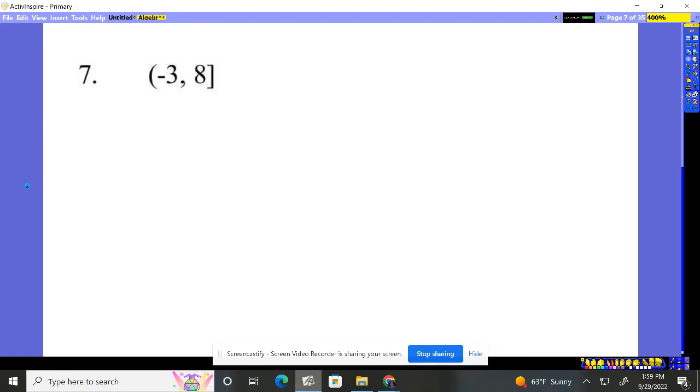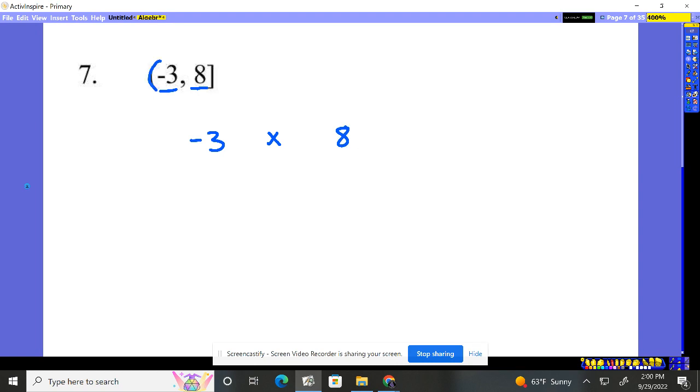We want to put this in different notation. What kind is it in? It is in interval notation. Let's put it in inequality notation. This is saying when I start at -3, I end at 8. So basically, as an inequality, -3 to 8. X is in between them.